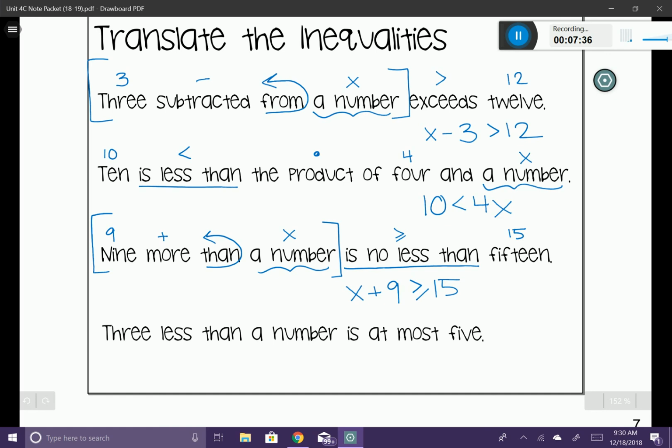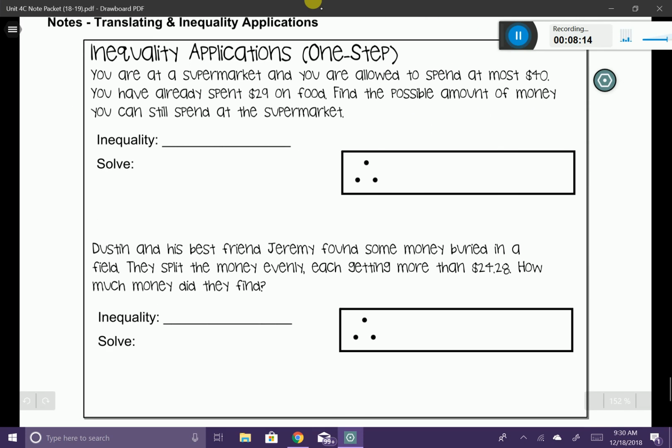And the last one, 3 less than a number is at most 5. So 3 less than a number is at most, that's going to be my inequality. That's going to be my less than or equal to inequality, and 5. I do have a switcheroo here, so I'm going to switcheroo everything that is before my inequality. So 3 less than a number is going to be x minus 3. And then I'm going to tack on my inequality. And I'm finished. Now that we've done some translations, let's talk about some applications.